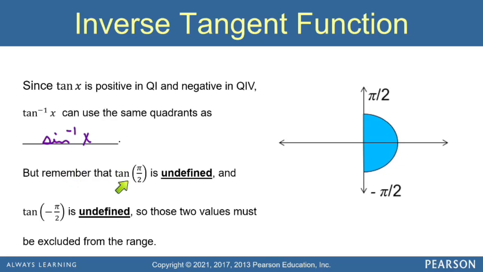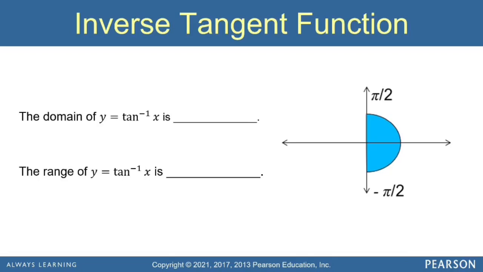But we have to remember that tangent of π/2 is undefined, and tangent of -π/2 is also undefined. So those two values have to be excluded from the range. Now, you remember that any number can be a tangent value, so the domain of tangent inverse is going to be -∞ to +∞, and the range of tangent inverse is any angle between -π/2 and +π/2, but excluding those two angles. So technically, we should write the range as parentheses, -π/2 to +π/2, close parentheses.